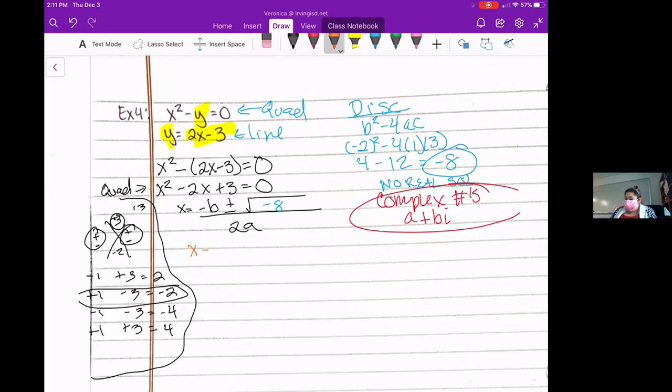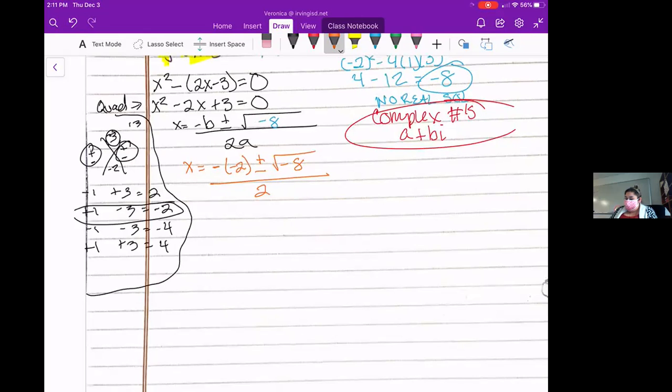So x equals negative, my b is a negative 2, so I'm going to put negative 2 plus or minus the square root of negative 8. I already have that. And 2 times a is just 2, my a is 1, so I have 2. So let me simplify that even further. So I'm going to have x equals a positive 2 plus or minus the square root of negative 8, divided by 2. We talked about having that negative discriminant, right? That was our complex numbers day. So I'm going to graph my discriminant of negative 8 and I'm going to simplify it.